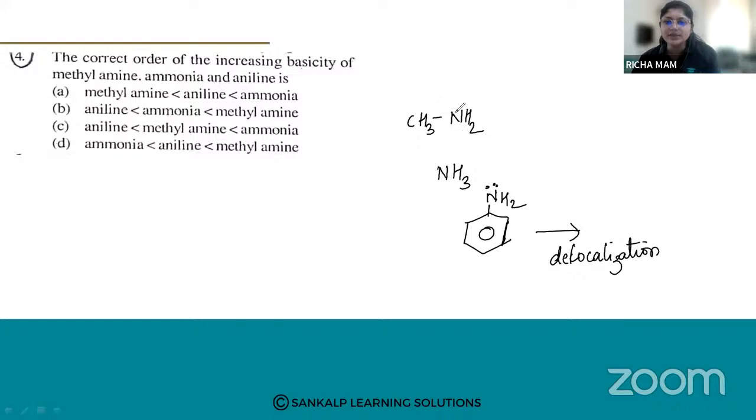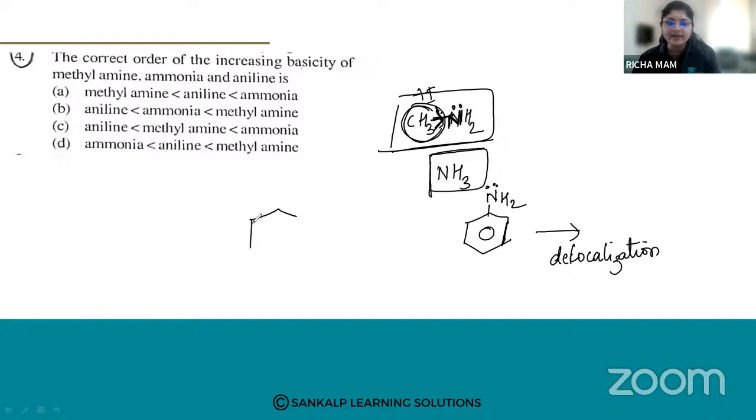So methylamine is a stronger base than ammonia because of the plus I effect. Because of the presence of the CH3, that is the methyl group, it has a plus I effect, so it can easily donate electrons to the nitrogen. Because of the plus I effect, the basicity of methylamine will be more than that of NH3. It increases the electron density on nitrogen, so it becomes more basic than ammonia.